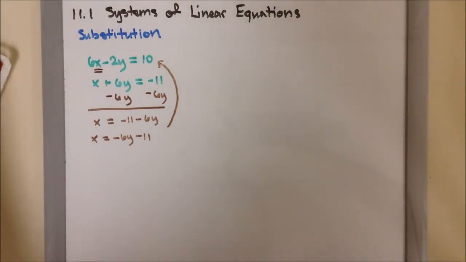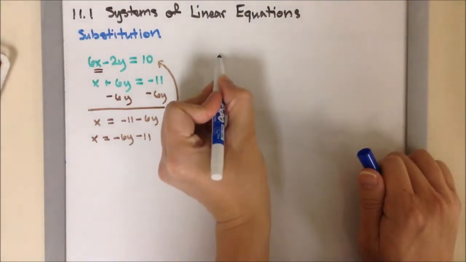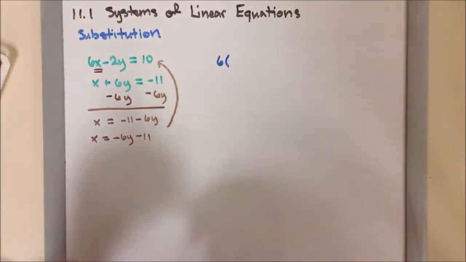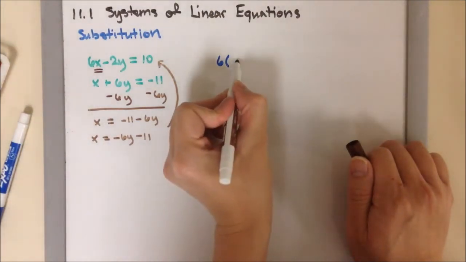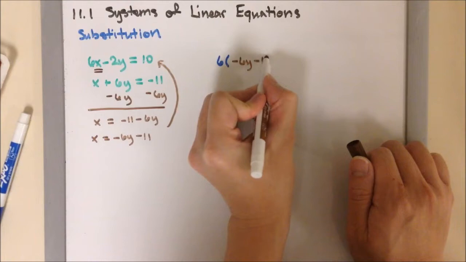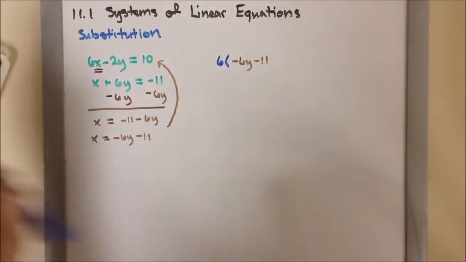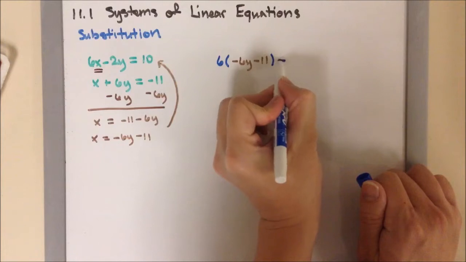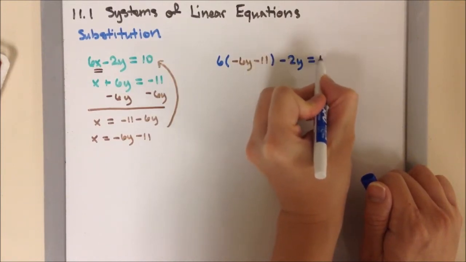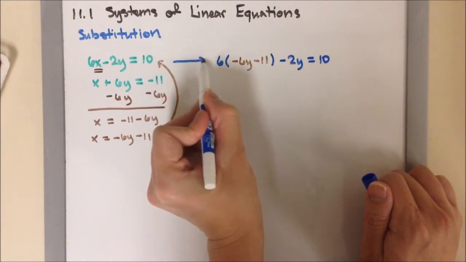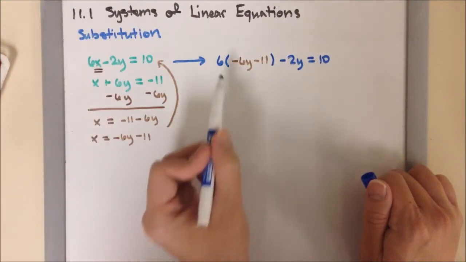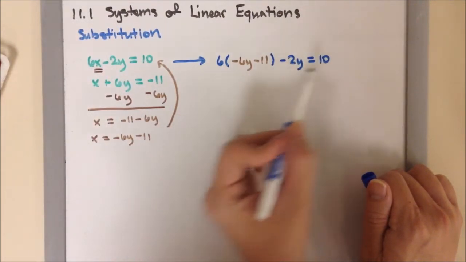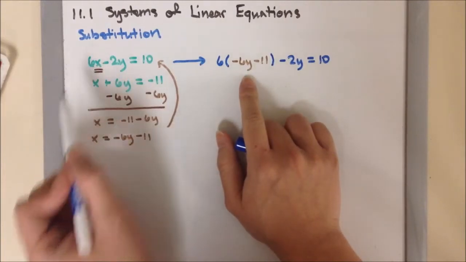So we're going to have, and I'm going to write over here, 6, and instead of x, I'm going to write, say I want to use the second one, negative 6y minus 11. And then keep the minus 2y equal to 10. So again, I'm using the first equation where the second equation is plugged into x. Everything stays the same: 6x minus 2y equals 10. The only thing different is I swapped out the x with the second equation.